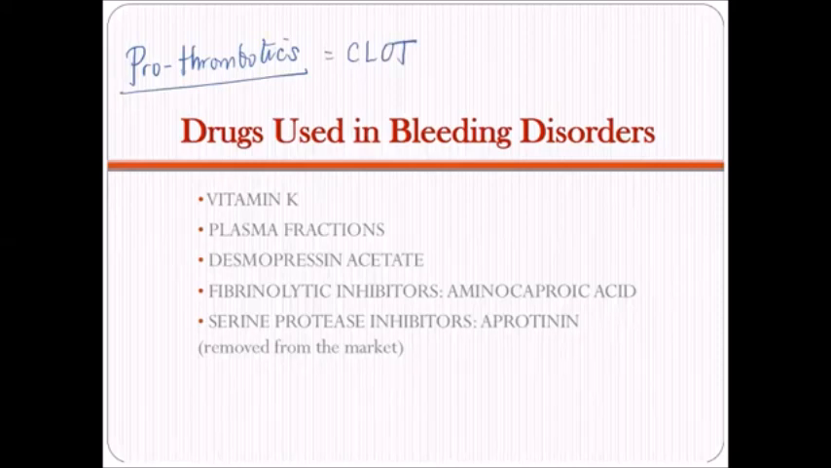Number one, we have vitamin K. We also have plasma fractions, desmopressin acetate. Also, we have aminocaproic acid and its related analog, which is tranexamic acid. And finally, aprotinin. Aprotinin was already withdrawn from the market.